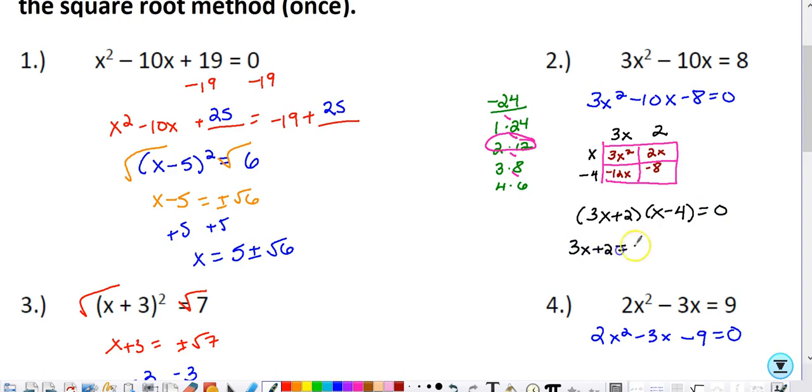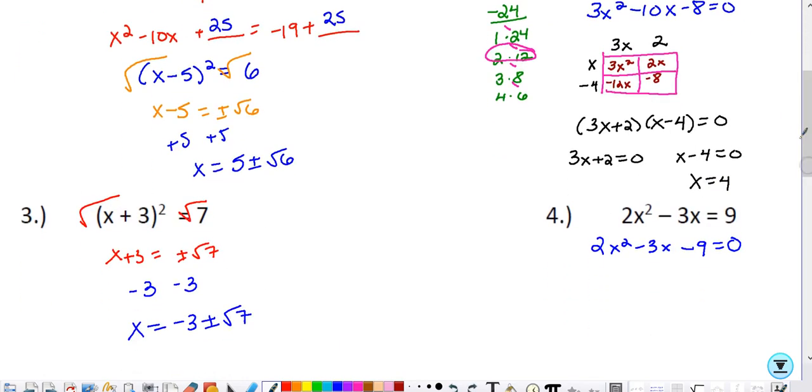Set each factor equal to 0. X equals 4 is one of my answers. Solving this one, I'm going to get 3x equals negative 2. Divide by 3, negative 2/3.